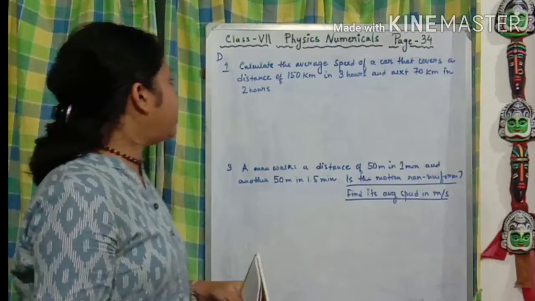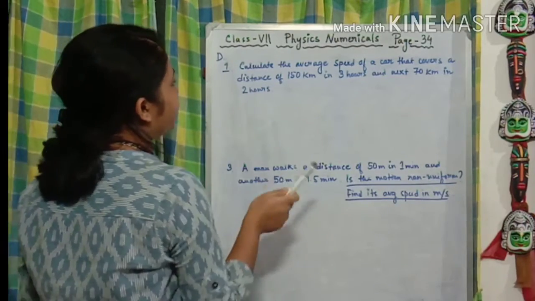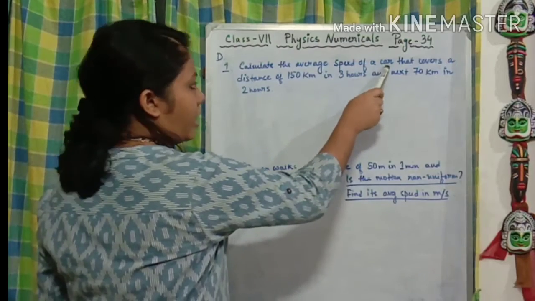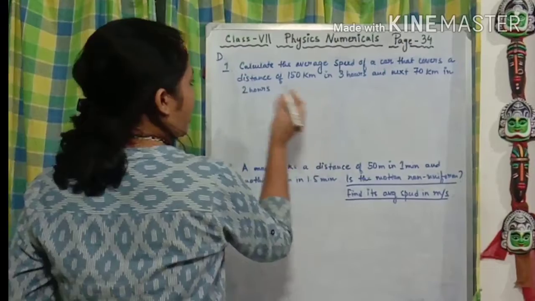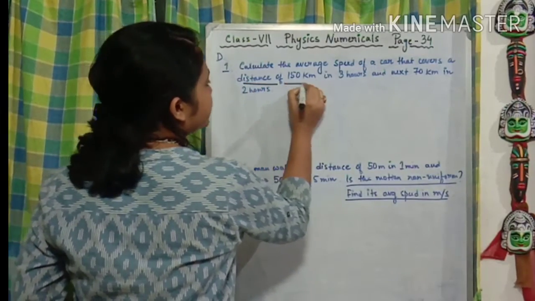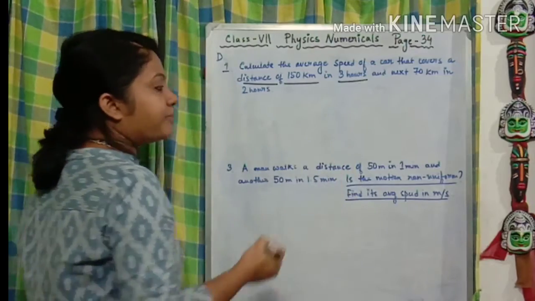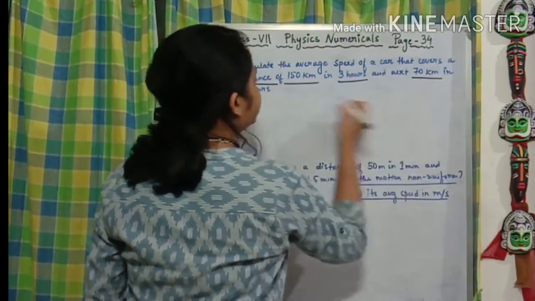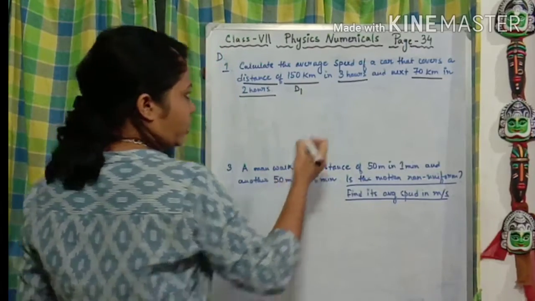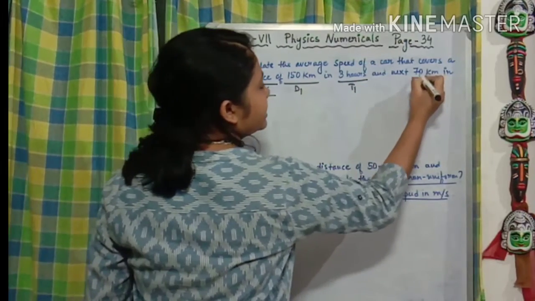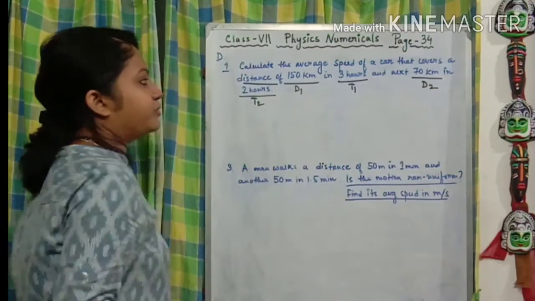Here we are going to start with number 1. The first sum is: calculate the average speed of a car that covers a distance of 150 km in 3 hours, and next 70 km in 2 hours. So the first distance is 150 km and the first time is 3 hours. We can say this is distance 1 and time 1, and 70 km is the distance 2 or D2, and 2 hours is the time 2 or T2.